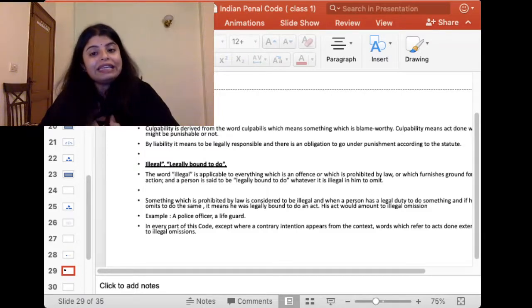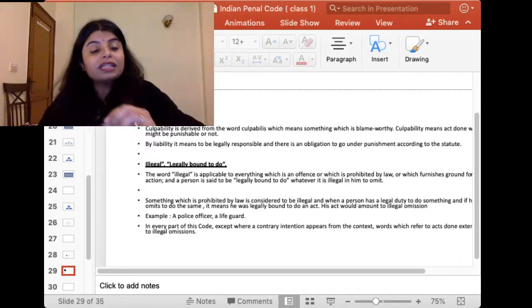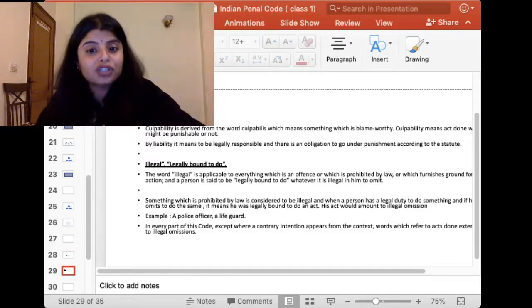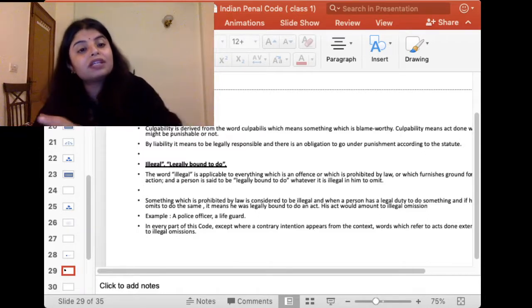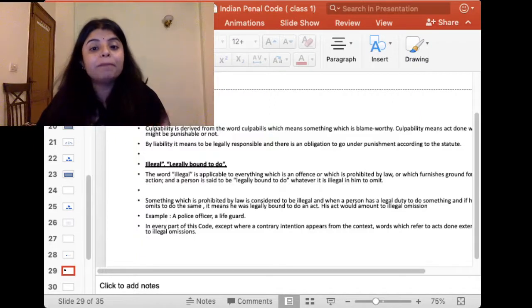When I say illegal and legally bound to do, this has also been defined under IPC. Illegal means something that you're doing that has been prohibited by the law, or something that gives a ground for taking an action against you. But what is the meaning of legally bound to do? It means something that you cannot omit. You're legally bound to follow the traffic rules. This is called legally bound to do.